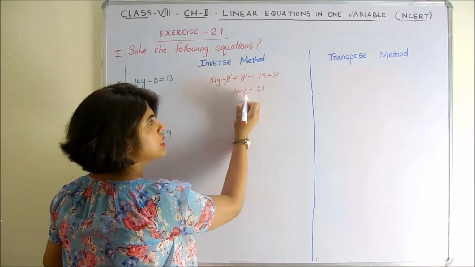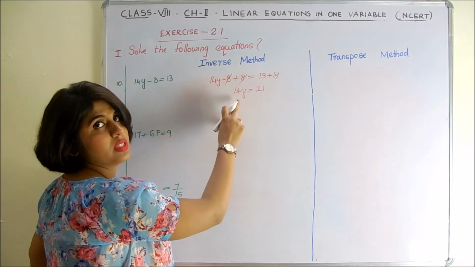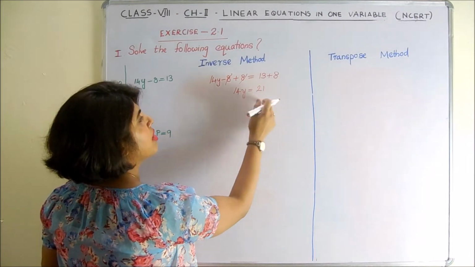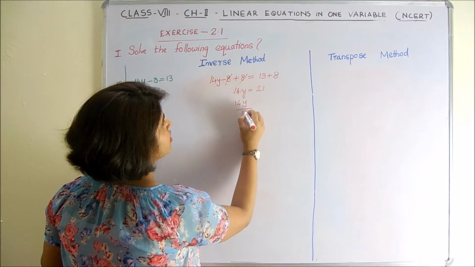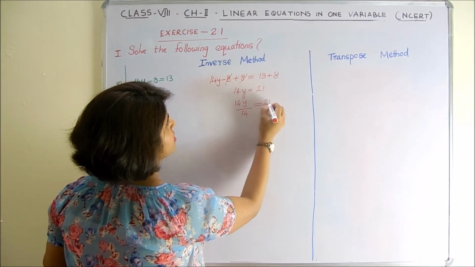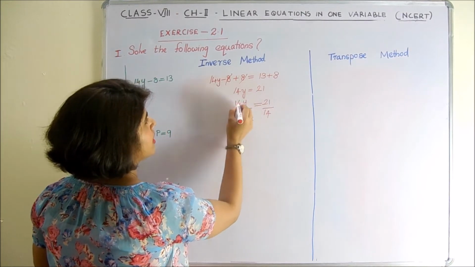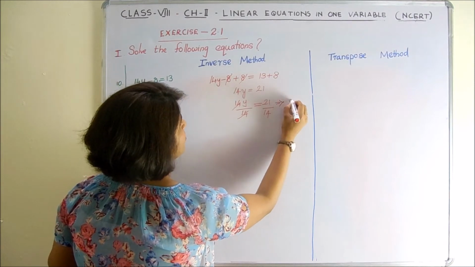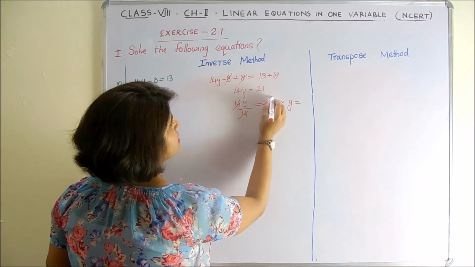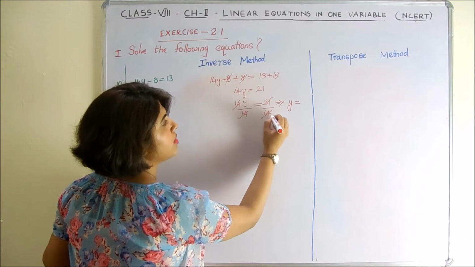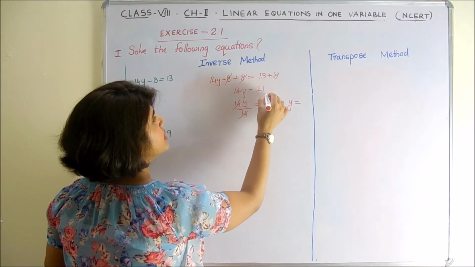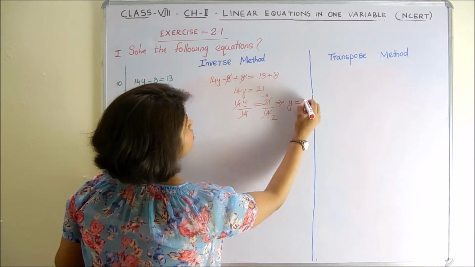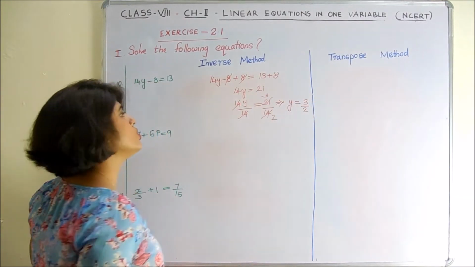So in order to eliminate this 14 from the LHS, we have to divide both sides of the equation by 14. Right? So here this will get cancelled out. So y equal to 21 by 14. 7 goes in 14 2 times, 7 in 21 3 times. So the answer is 3 by 2.